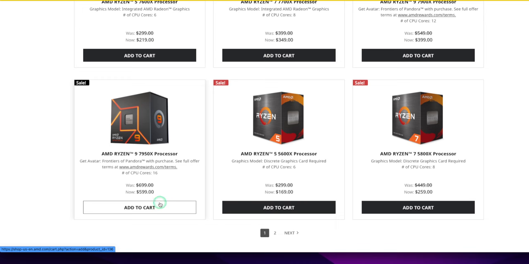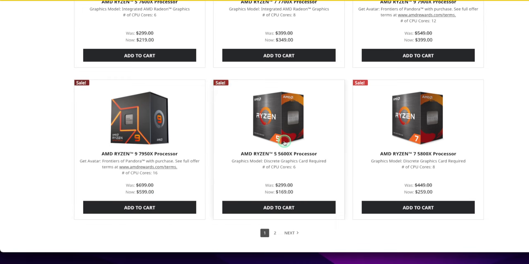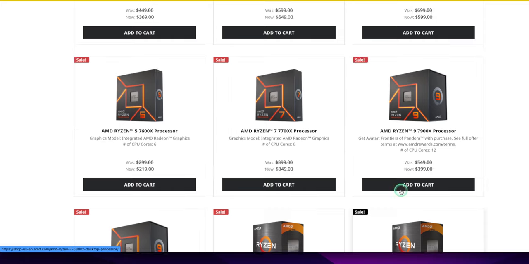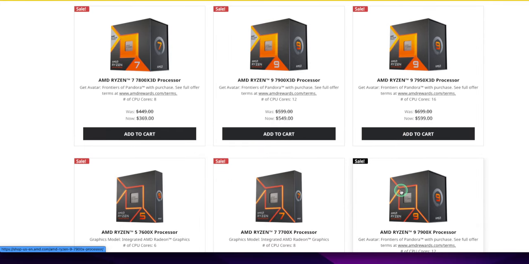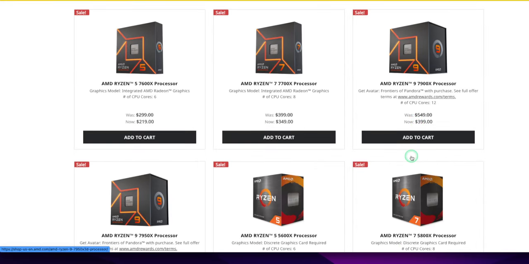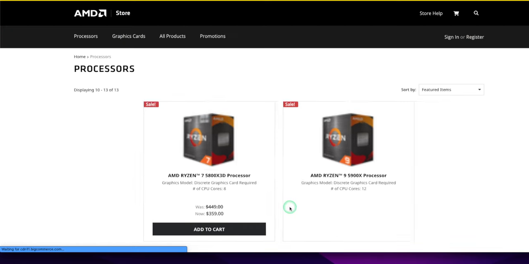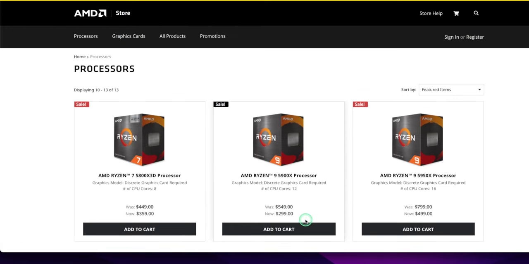Everything is really marked down. I don't think people are spending money. Here's a 5600. That's pretty cheap. 5800. Ryzen 9, Ryzen 5, Ryzen 7. Jeez, look at that. What else do we got in this list? Let's go next page. 5600, 5800. Ryzen 9, 5900. Really? How is that $300? 5950. That makes sense.